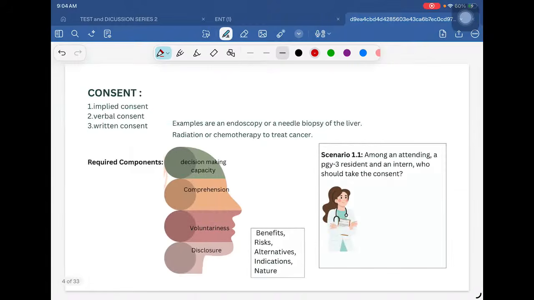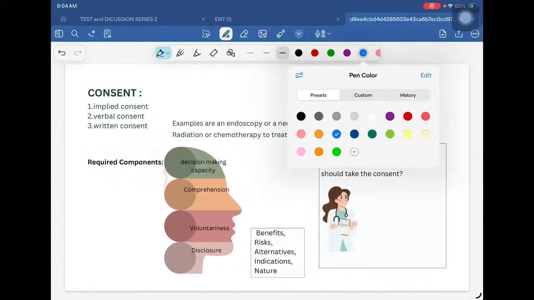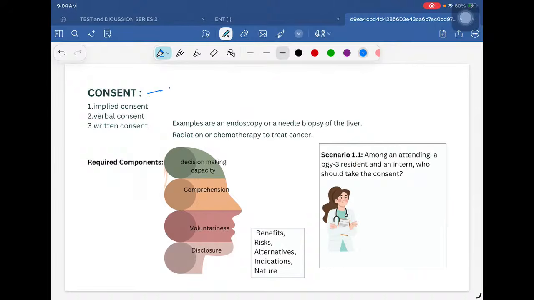First, let's talk about consent. What is consent? When a doctor is performing some medical test, treatment or procedure on a patient, they are expected to obtain a certain authorization from the patient, so approval sort of. This is the consent. There are a few types of consent. First we have implied consent.